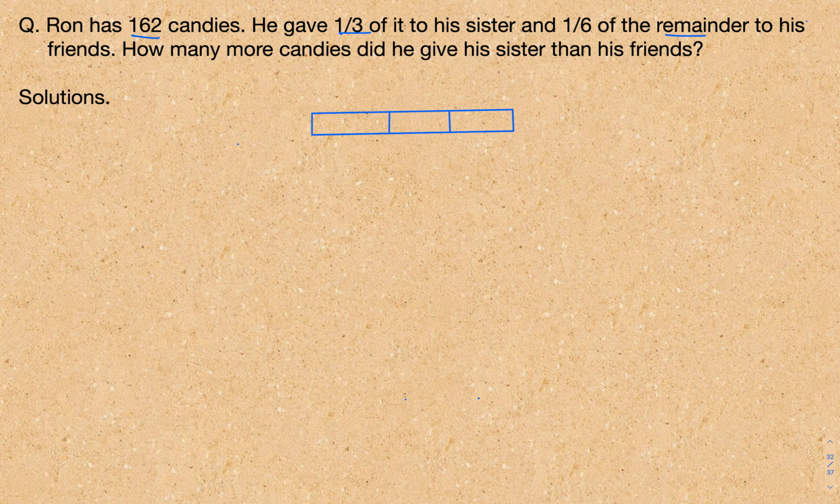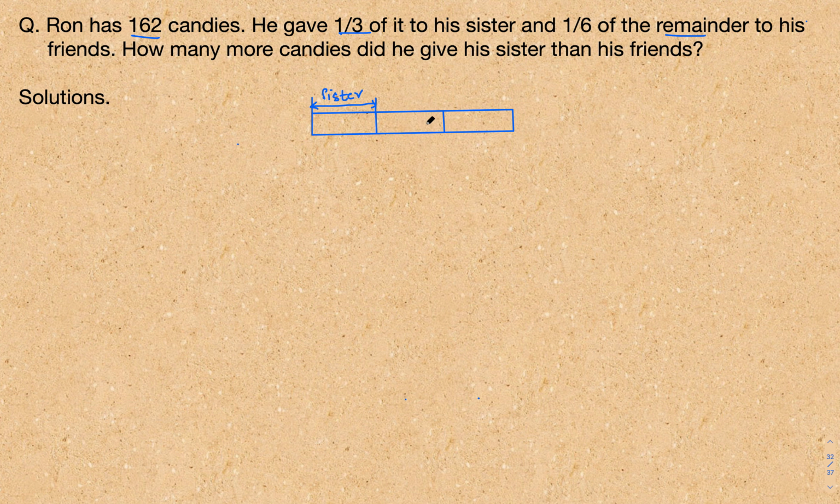Okay, doesn't look like it's equal. Let's try again one more time. Okay, so let's say these are equal. So these are the 3 equal parts, and one out of it he has given to his sister. So let's say this part he has given to his sister. Let's quickly label it.